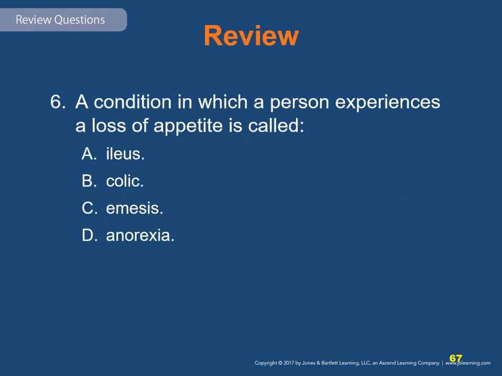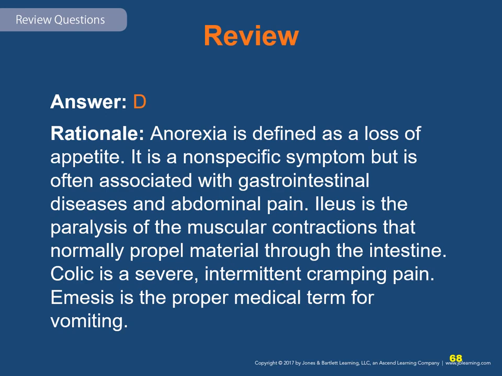Number 6, a condition in which a person experiences a loss of appetite is called A. ileus, B. colic, C. emesis, or D. anorexia. The correct answer is D. Anorexia is defined as a loss of appetite. It is a nonspecific symptom, but is often associated with gastrointestinal diseases and abdominal pain.